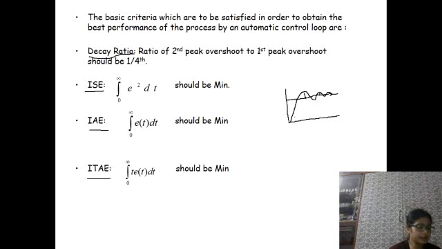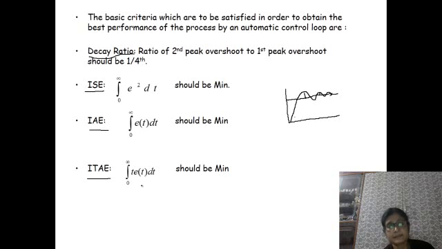So these three are the major error parameters. Integral square error is defined as the square of the error integrated over the time period, and that should be minimum. All the error signals should be of minimum value. This is integral absolute error. Absolute error is the integral of |E(t)| dt, and integral time absolute error, that is, integral absolute error multiplied by the time factor, should be minimum.